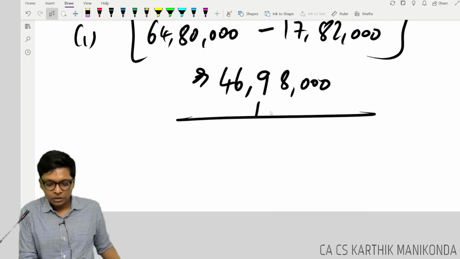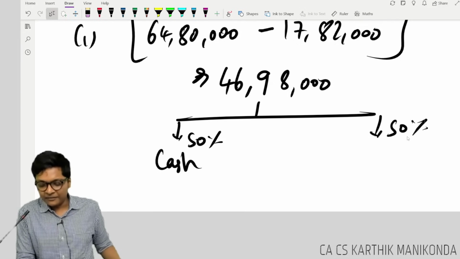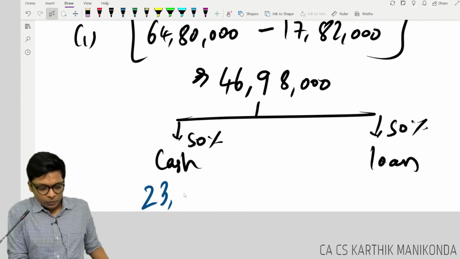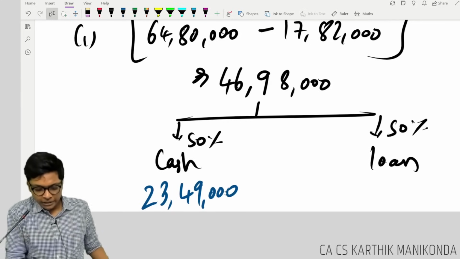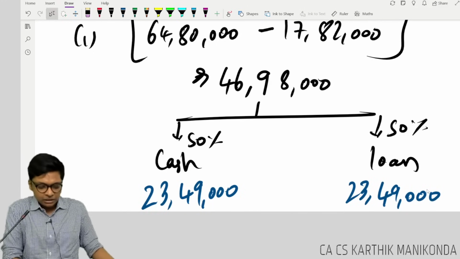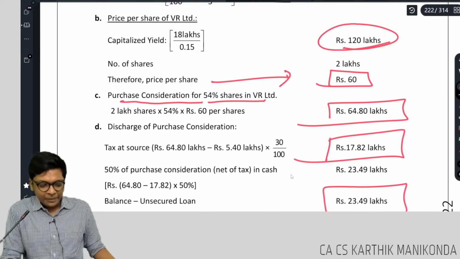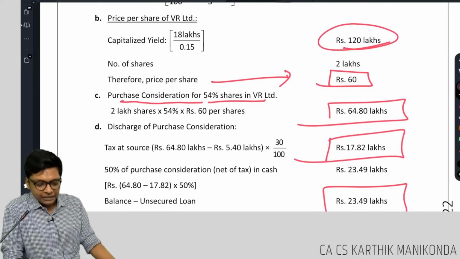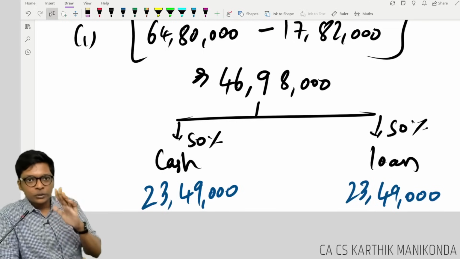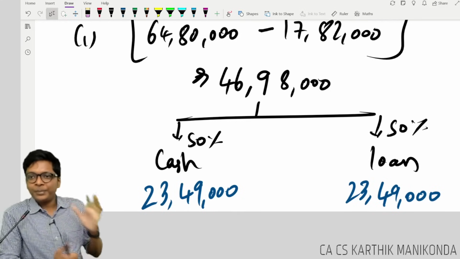This I will pay in two forms. Like how? 50% I will give in the form of cash now. 50% is converted to loan. What is that 50-50, guys? 23 lakhs. Here also 23 lakhs 49,000. Are you following, guys? Come down, look at the answer. 23 lakh 49,000. The first part of my sum A, B, C, D is done until discharge of PC. Are you following, guys? This has nothing to do with consolidation. It's just computation of PC.